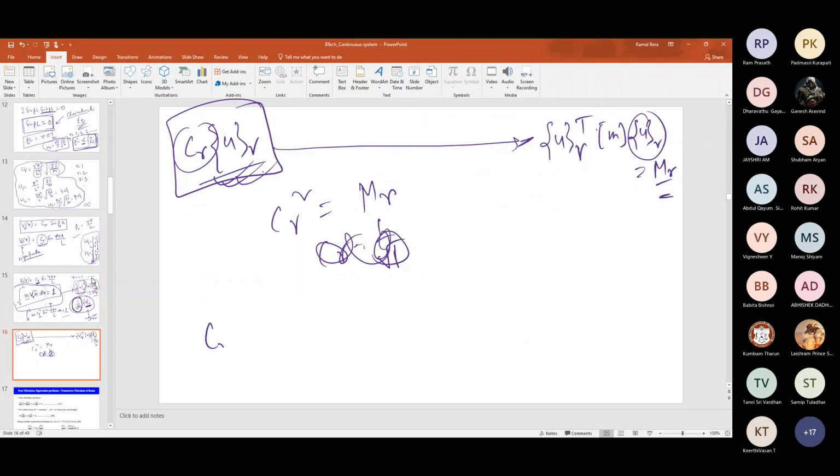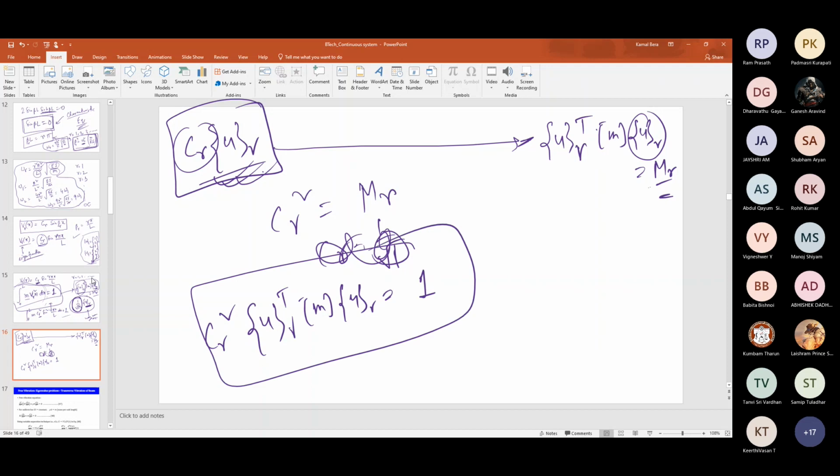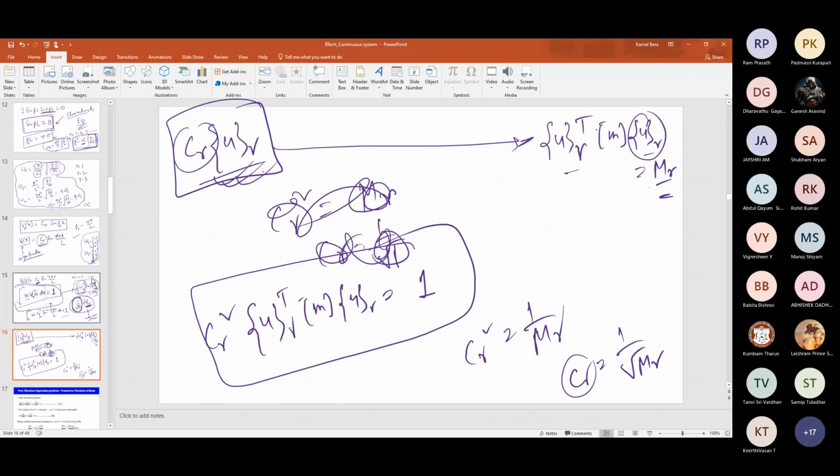Basically this operation, so CR square UR transpose M UR will be 1, right? And this is some MR. Correct? So if I divide this equation with this equation, I'll get CR square equal to 1 by MR. So CR is equal to 1 by root MR. That means I have to multiply by this factor to my eigenvectors to get the mass normalized mode shape.